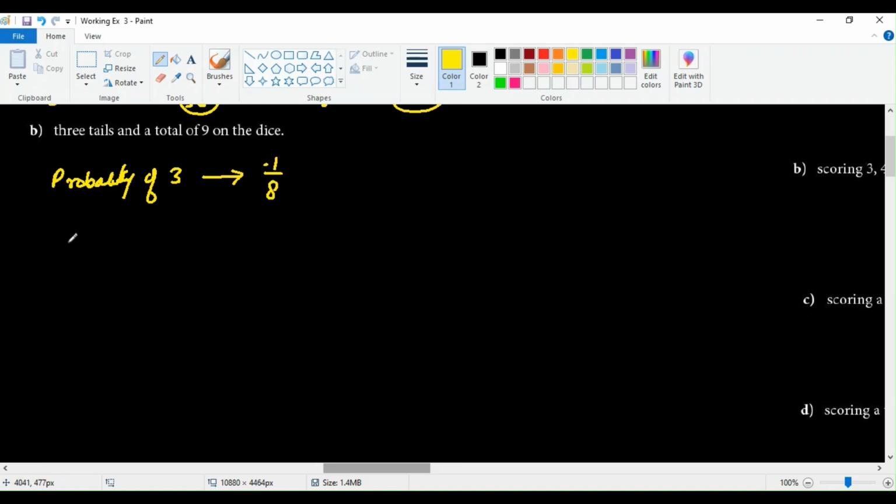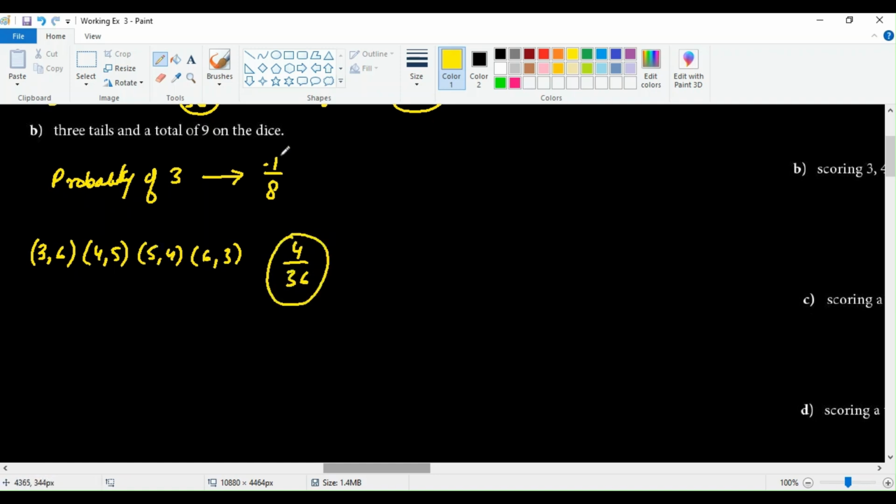Now, dice total of 9, what are the possibilities? First possibility is having 3 and 6, second is 4 and 5, third possibility is 5 and 4, and fourth possibility is having 6 and 3. So there are 4 possibilities only, 4 out of 36 possibilities.